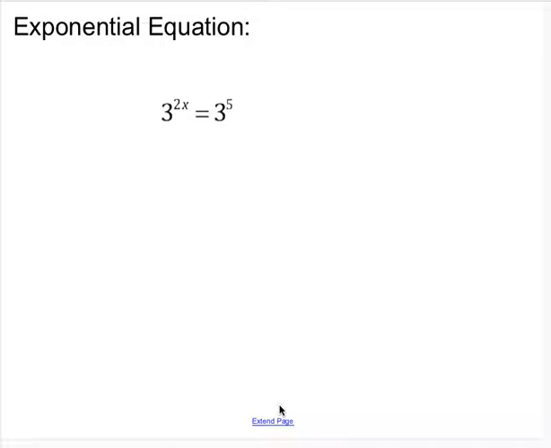Hi friends. In this video, we're going to talk a little bit about exponential equations and how we can go about solving things when we're dealing with variables that are in an exponent or in a power. So I want to think back to what it means to have a number raised to a certain power.